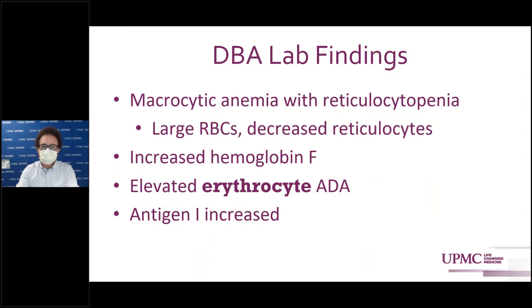The laboratory findings, like I mentioned, mostly affect the red blood cells. So you see a low number of red blood cells, and the red blood cells that you tend to see are typically bigger than normal. And then you also see a decrease in what are called reticulocytes, which are essentially the young red blood cells. So it's showing that the bone marrow is not producing enough red blood cells that the body needs. And this is a list of some of the other lab testing that we see with this condition.